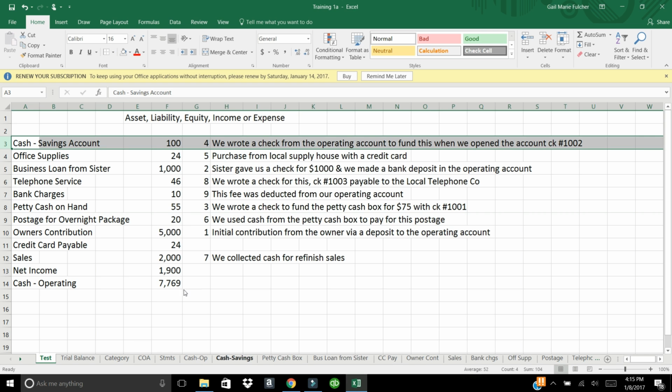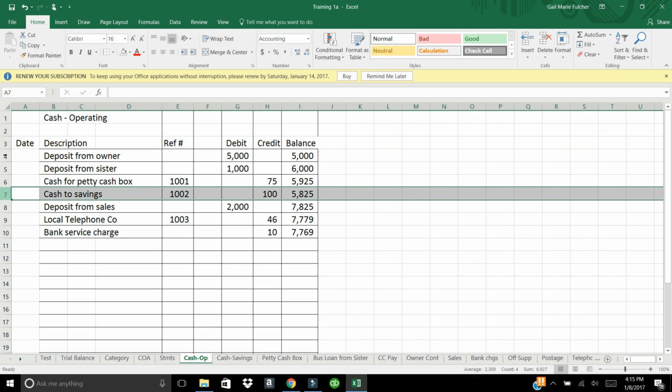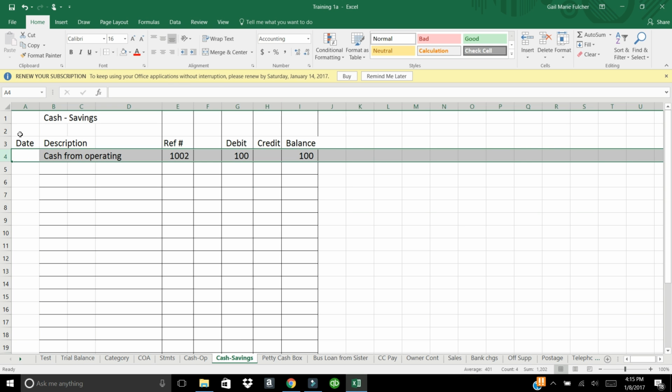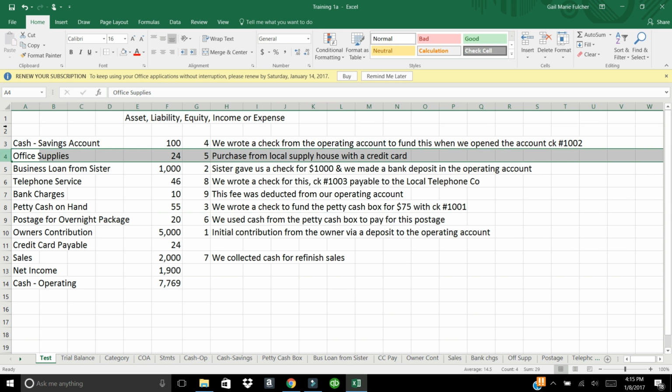So we can go to cash in the operating account, cash to savings, check number 1002, $100 credit. That's going to reduce the balance in our operating account down to $58.25. The other side of that entry is cash in the savings account. We're increasing this balance. So cash from operating with check number 1002, a debit of $100 and a balance of $100. All right, so now let's go take a look at number 5.